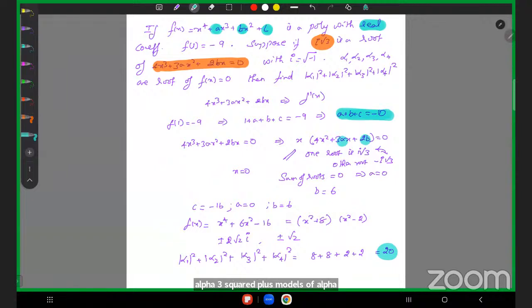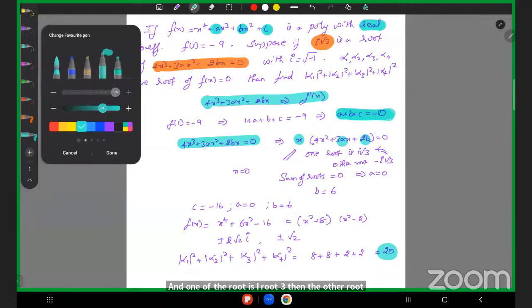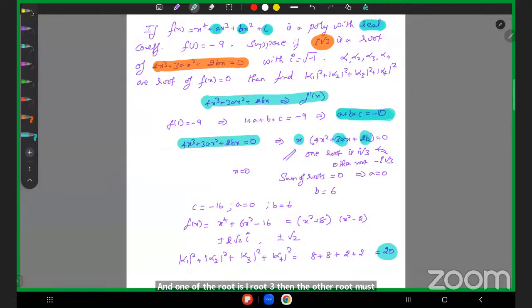We identified that this is nothing but f dash of x, but however we haven't used it. With the information given that f of 1 is minus 9, we got a plus b plus c is equal to minus 10. From here, we take the cubic again, the cubic which is given to us, and we found that x into the quadratic, and one of the roots is i root 3, then the other root must be minus i root 3. Why? Because the coefficients are real.